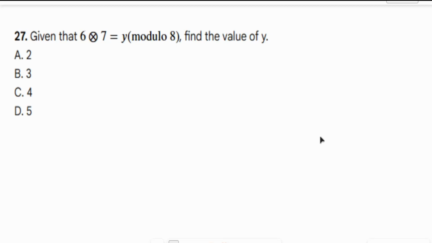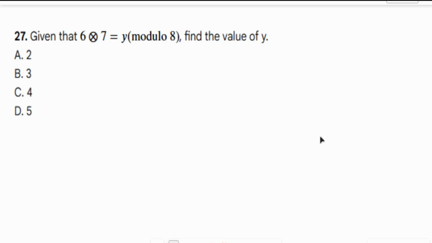Today we're solving objective questions 27 and 32 of the 2024 WASSCE Core or General Mathematics paper written by Ghana. I decided to put these together because they are under the same topic. Question 27 is modulo or modular arithmetic, and 32 is number bases.